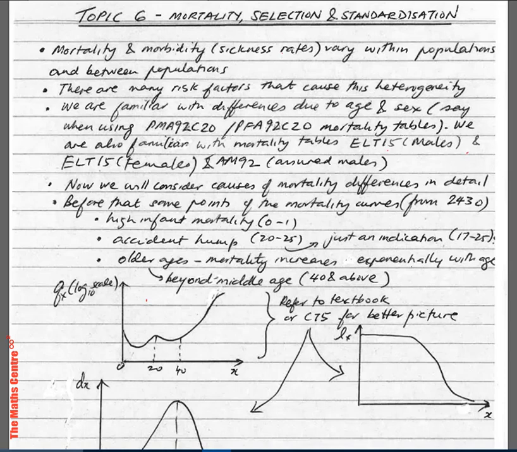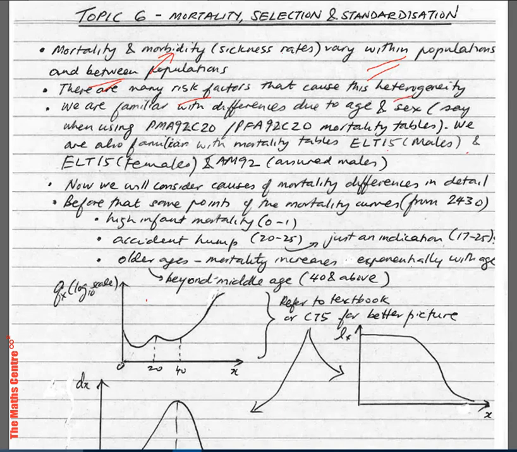Mortality, selection, and standardization. Mortality rates and morbidity rates. Morbidity refers to sickness. Now, both these rates vary within populations and between populations. This heterogeneity is due to many risk factors.